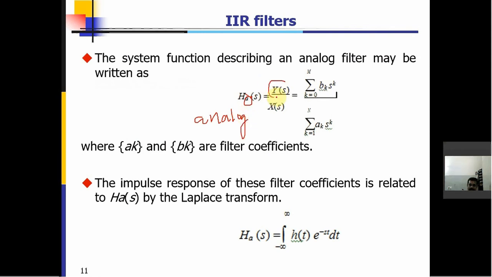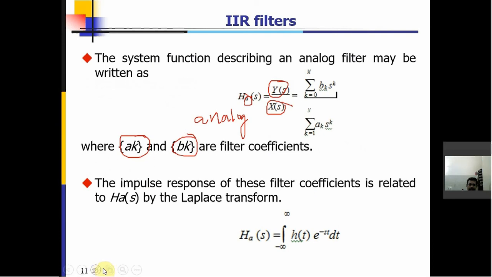Y of S is nothing but the output, and X of S is nothing but the input. So the system function Ha of S is nothing but Y of S divided by X of S. So Ha of S can be written as the summation of k equal to 0 to M b suffix k S to the power k, divided by the summation of k equal to 1 to N a suffix k S to the power k. Here a_k and b_k are the filter coefficients.